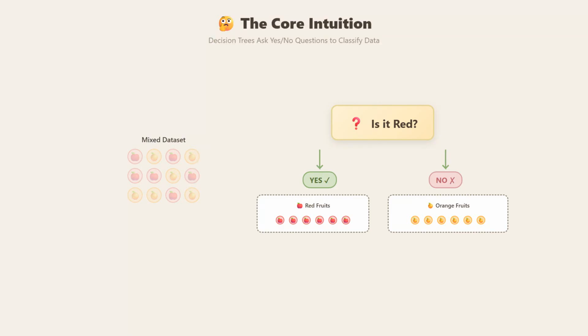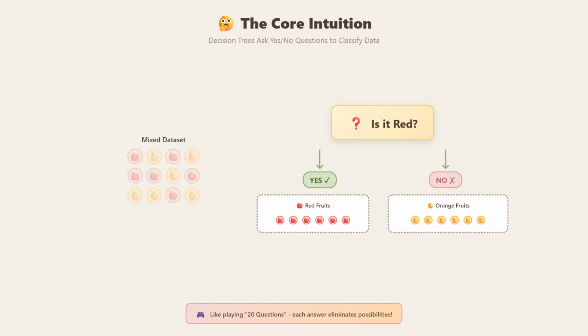Imagine you have a mixed basket of fruits, some apples and some oranges, and you need to sort them. The decision tree might ask its first question, is it red? This single question immediately splits your data into two groups. The red fruits go to the left bucket, and the non-red fruits go to the right bucket. Notice how the fruits smoothly animate into their respective buckets.